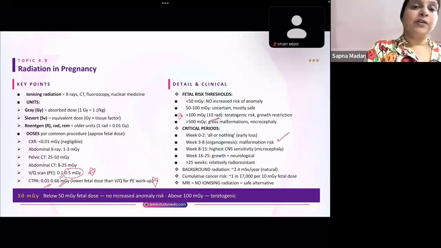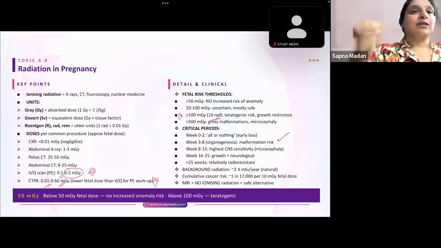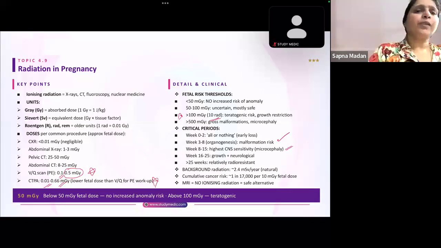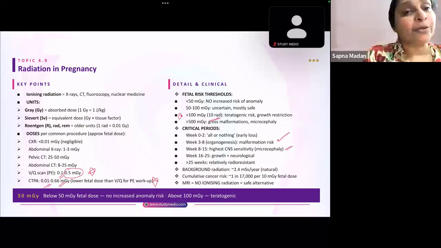Between week 8 to 15, the CNS is developing, so if the baby receives a radiation dose, there is a risk of microcephaly. Between week 16 to 25, the brain and CNS continue to develop, so there can be growth restriction and some neurological problems as well. After 25 weeks, the tissues are relatively radioresistant, and only very rarely will the fetus be affected.